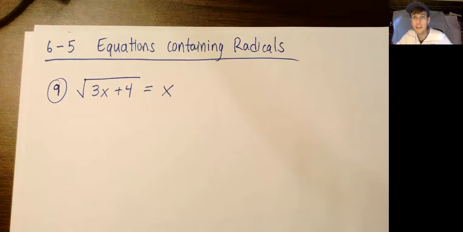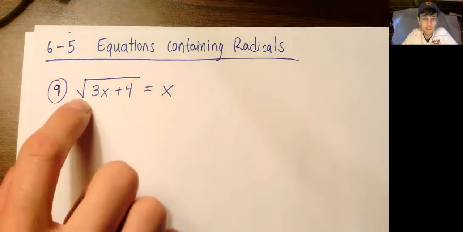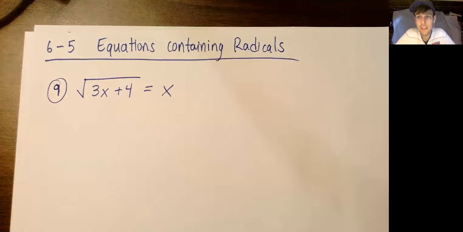All right, I am going to be going over some problems from 6.5, equations containing radicals. So I'm going to start off with question 9 right here. We have the square root of 3x plus 4 is equal to x. Because we have our variable inside of this square root, we're going to need to get rid of that square root, get the variables out of there. And the way we do that is using exponents.